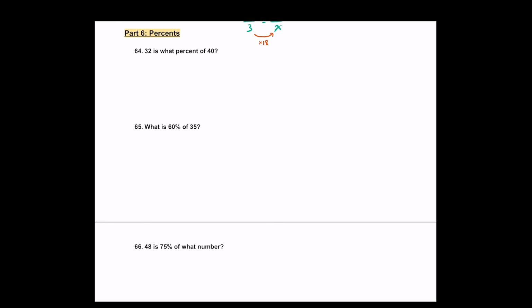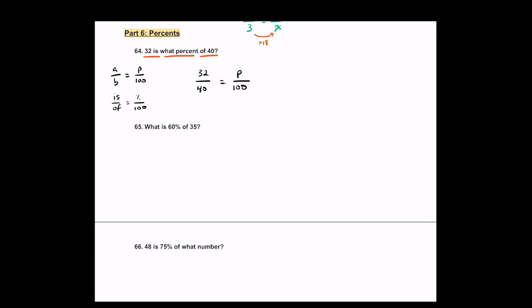For 64, let's talk about percents a little bit here. So you might remember something like A over B is equal to P over 100, or is over of is equal to percent over 100. If that rings a bell, wonderful. 32 is, so that's the is. That's going to go on top. It says what percent. So what percent, we don't know P, so we'll go ahead and leave that alone. And it does say over here of 40. So that 40 is going to go down here. And it's always 100 going to be in the problem. So that would be the proportion we would set up here.